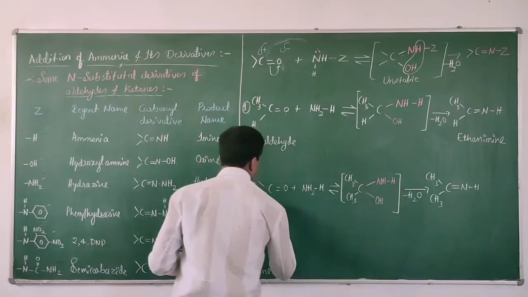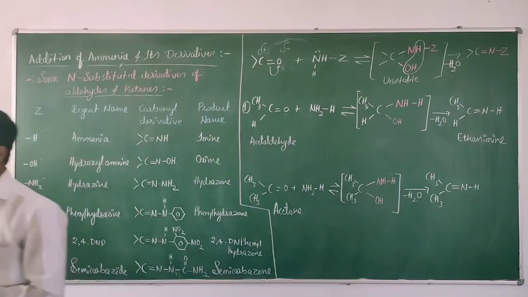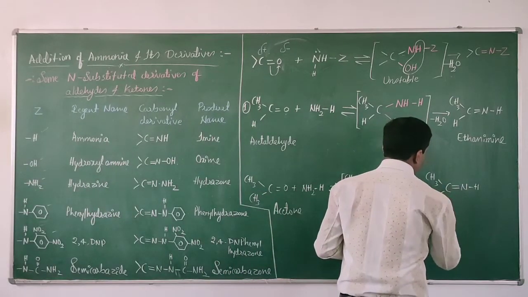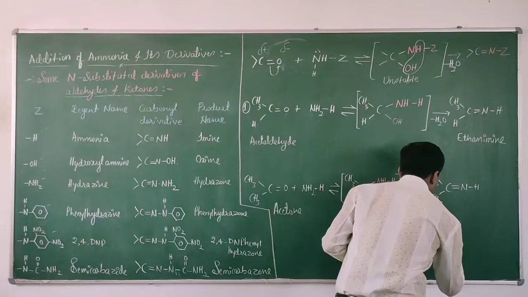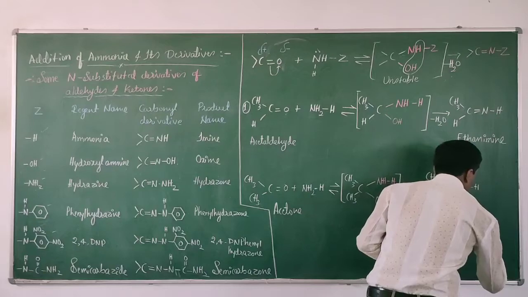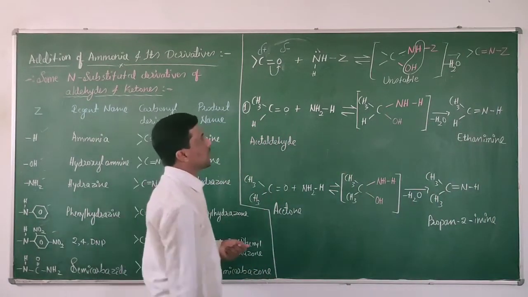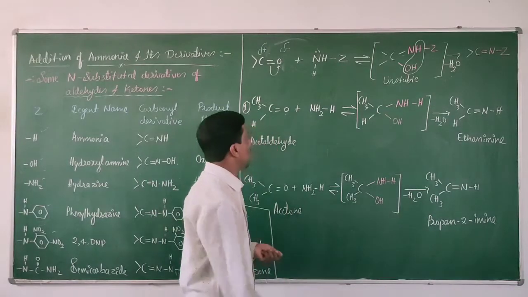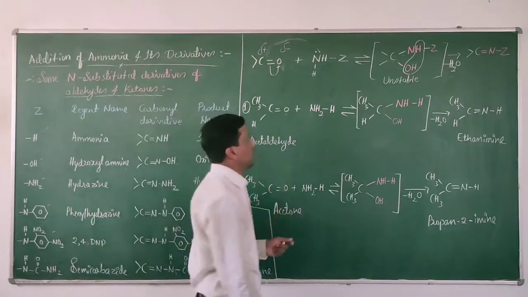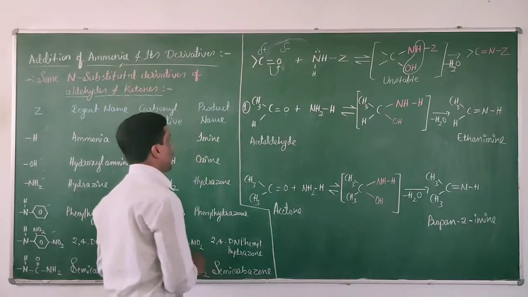Okay, what is the name of this compound? Acetone. The name of the final product is propane-2-imine, not amine, imine. Okay, this is the product in the first case. If we take H in the place of Z, we will have this compound, ethanimine and propane-2-imine. Okay, this is the first example.